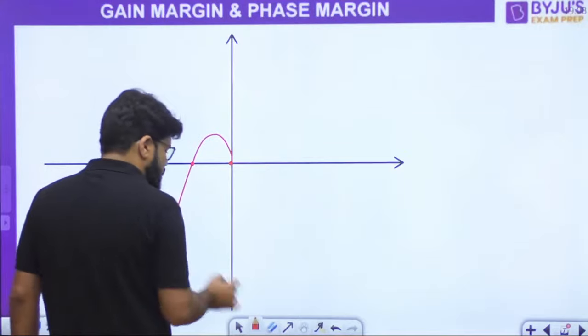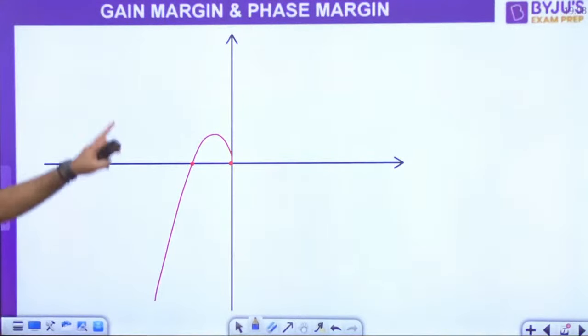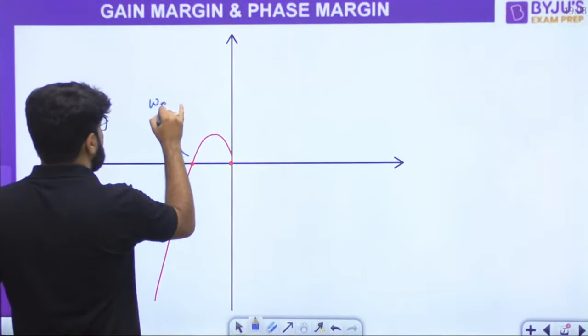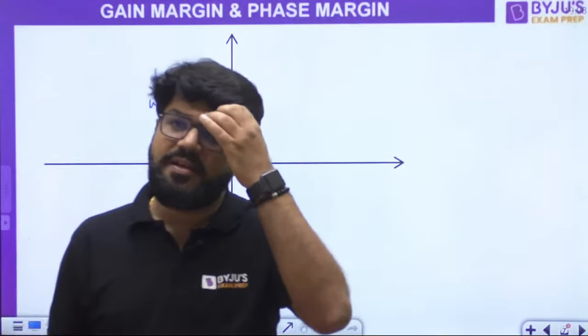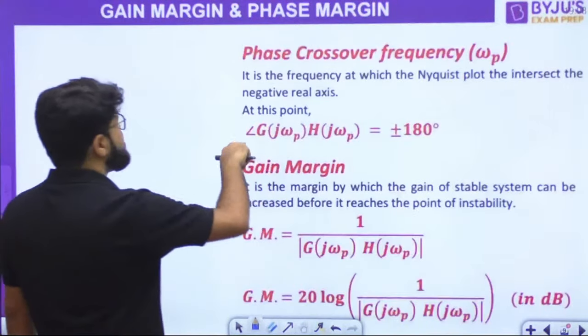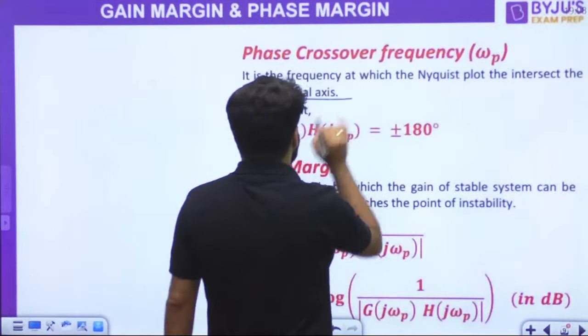The phase crossover frequency is the frequency where this polar plot will intersect the negative real axis. That is what is my omega p. I also gave you a slight idea about the omega p when we were discussing the polar plots and Nyquist plots. Let's see the definition also. It is the frequency at which the Nyquist plot intersects the negative real axis.